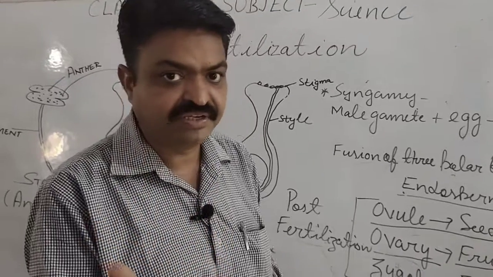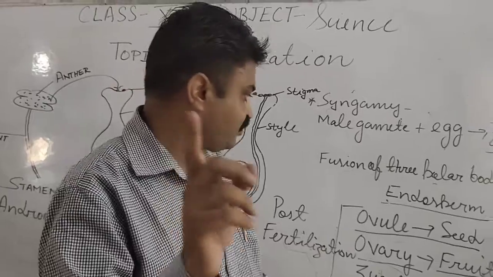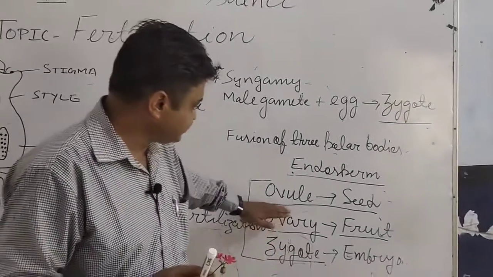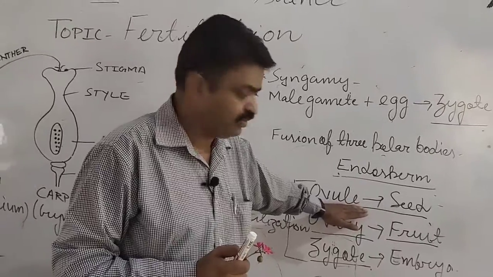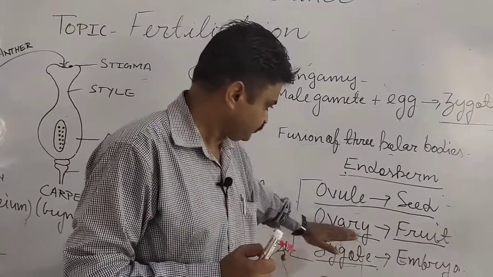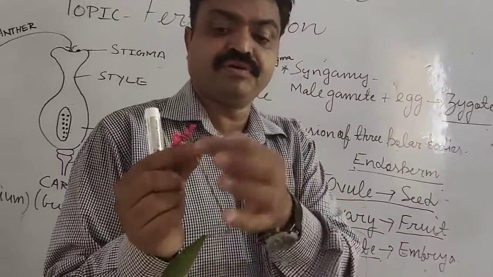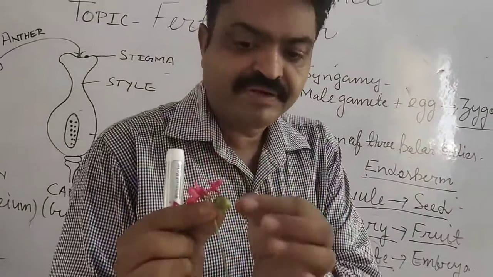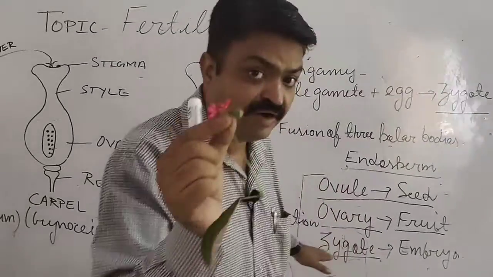And inside the mango, what is found? There is one seed found, and that seed also has a seed coat. That seed coat is made up of the ovule wall, and the fruit coat, means the fruit peel, is made up of the ovary wall.